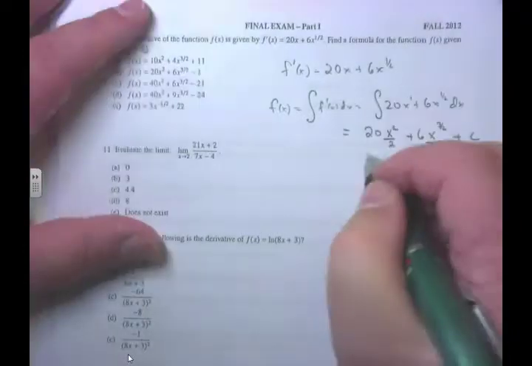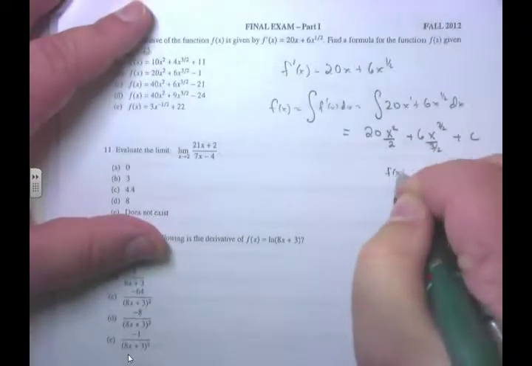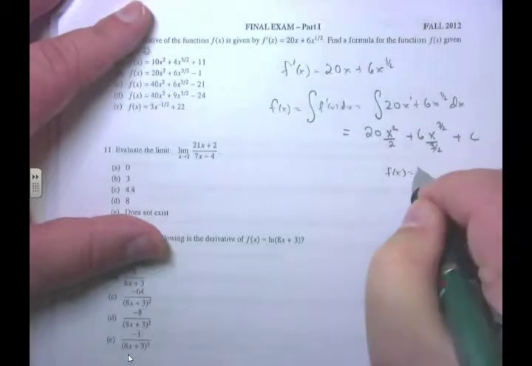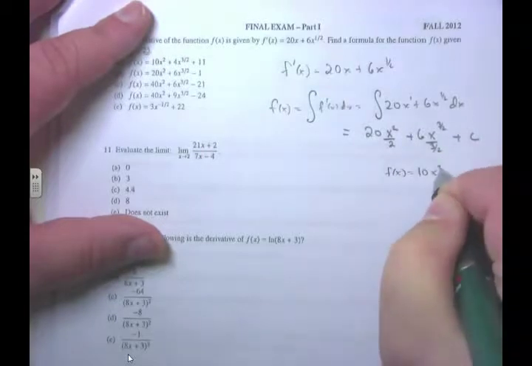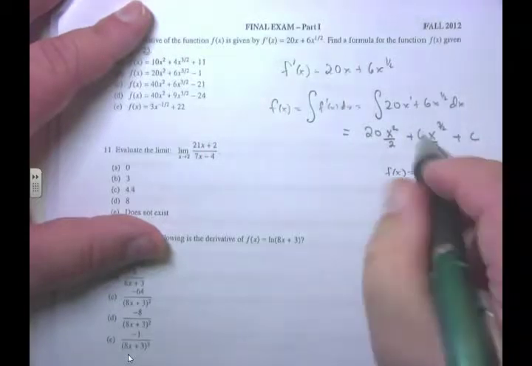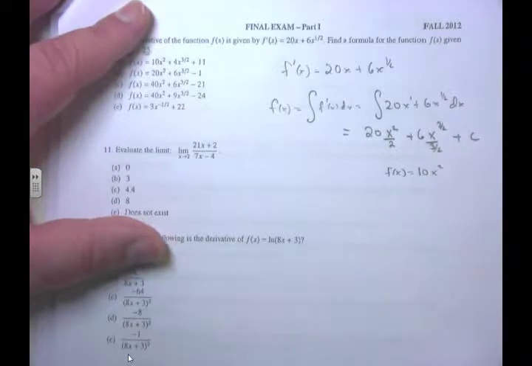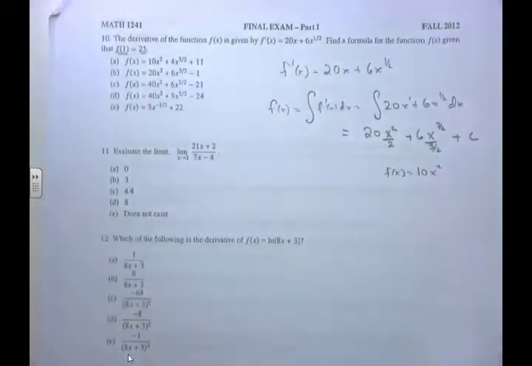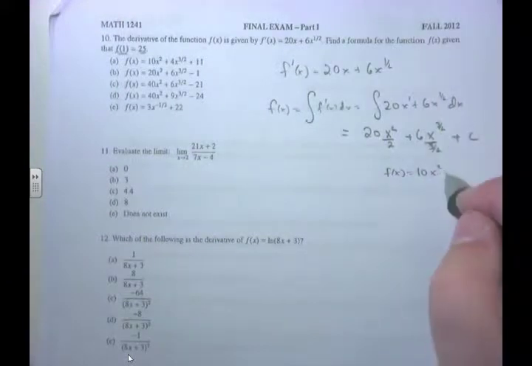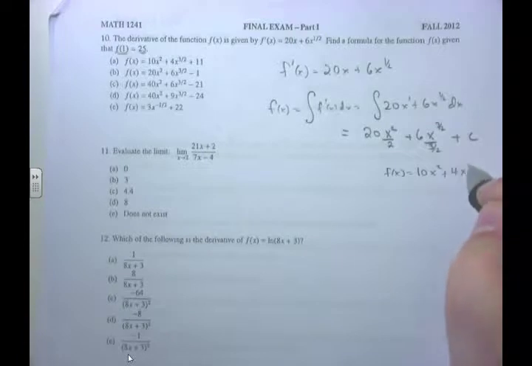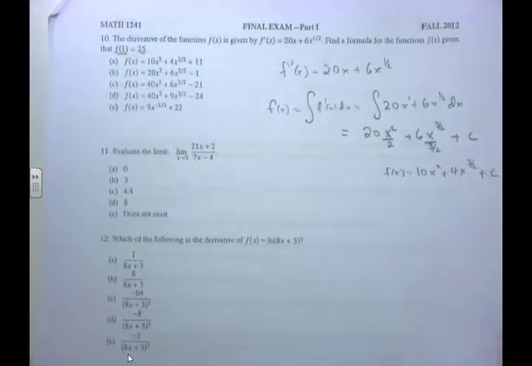Clean it up. So your function here is 20 divided by 2 is 10, x squared. You with me? 6 divided by 3/2. When you divide by a fraction, you invert and multiply. So if I flip the 2 on top, that's going to give me 12, divided by 3 is 4x to the 3/2 plus c.